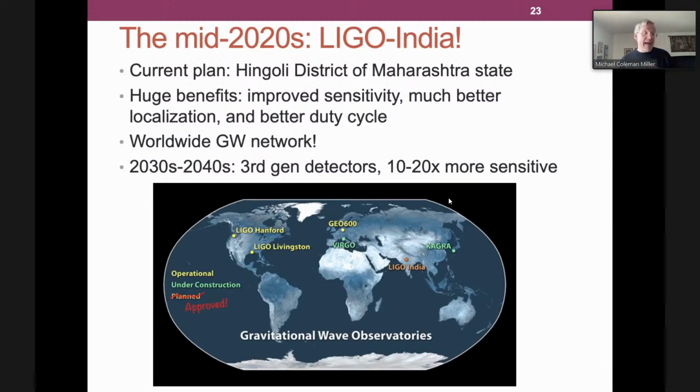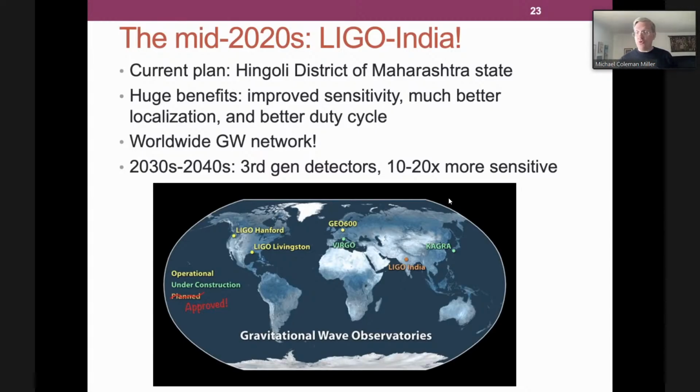Virgo is only about half as sensitive as LIGO. So this means that although you can sometimes see an event with Virgo and the two LIGOs, it doesn't have the impact that it would if it were as sensitive. Well, LIGO-India will be as sensitive as the LIGOs in the United States. Having these detectors separated across the globe not only improves the overall sensitivity of the network, it allows the directional localization of these sources to be vastly better than they would with just the current network. Better duty cycle.